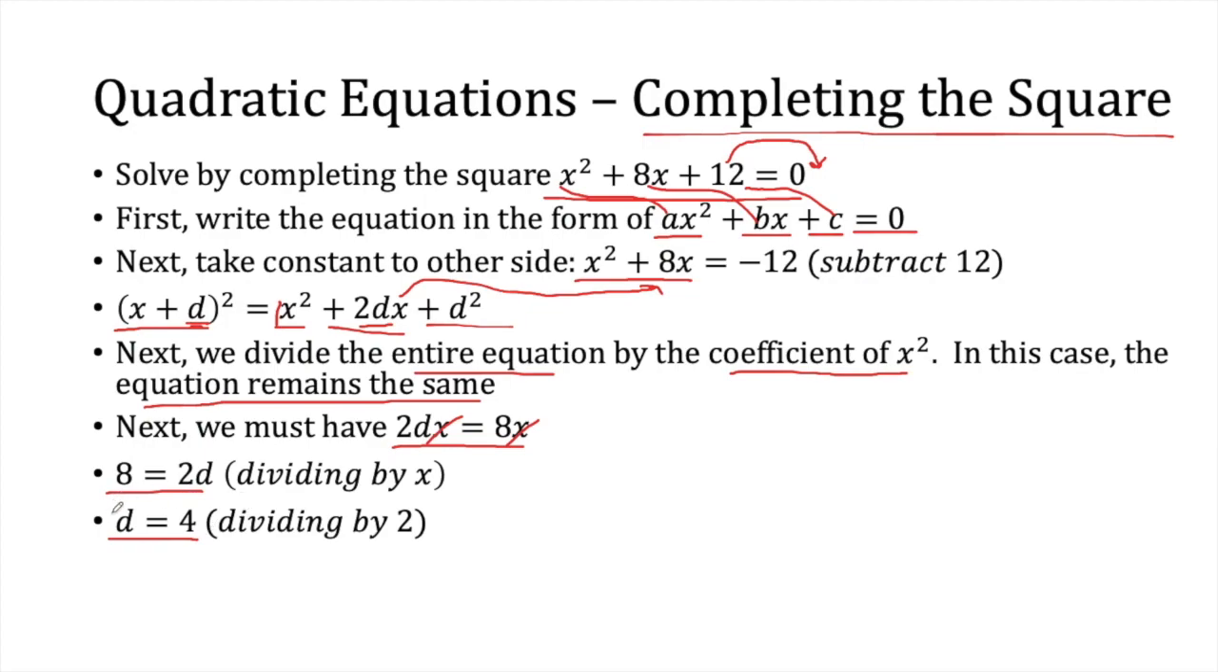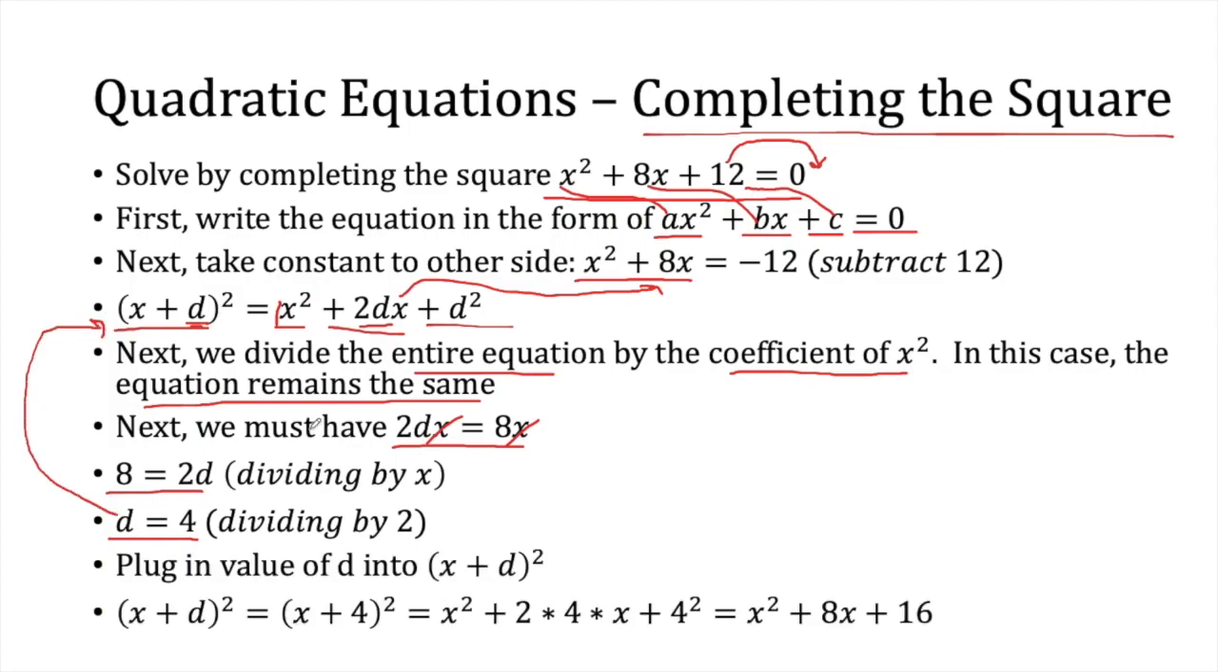So now we will input this value of d back into our binomial x plus d whole square, and we will get x plus 4 whole square is equal to x square plus 2 into 4 into x plus 4 square, which is equal to x square plus 8x plus 16. And now notice that this x square plus 8x is recurring, and this 16 is an additional term.